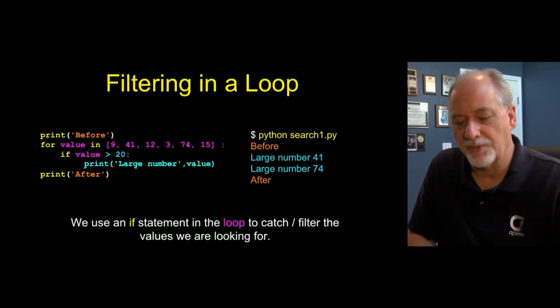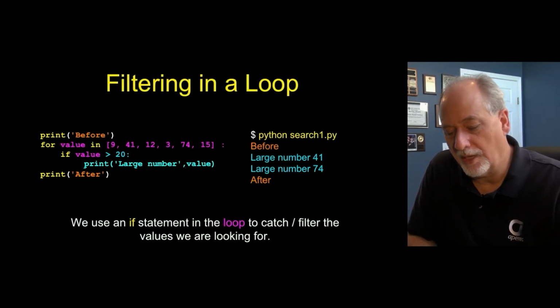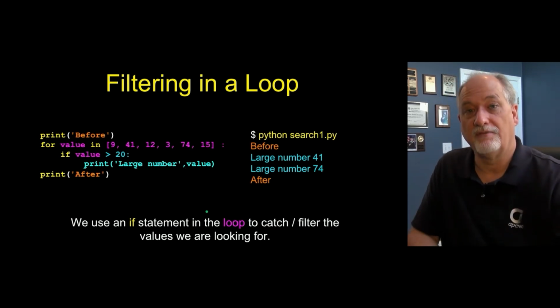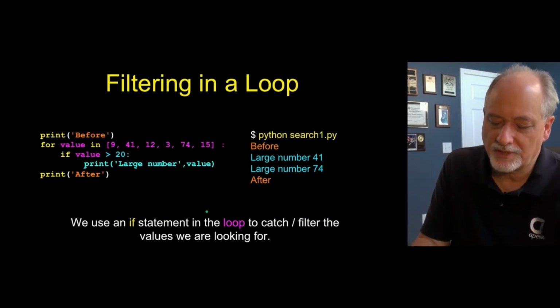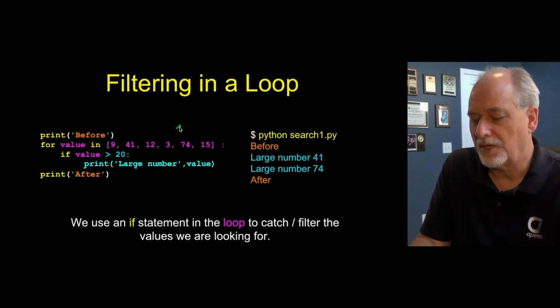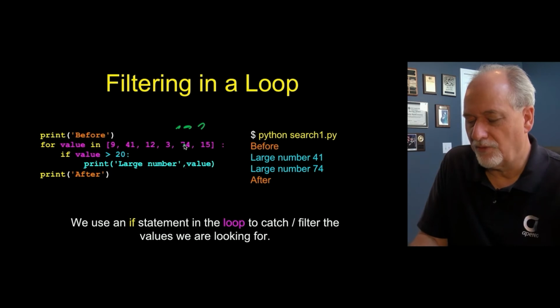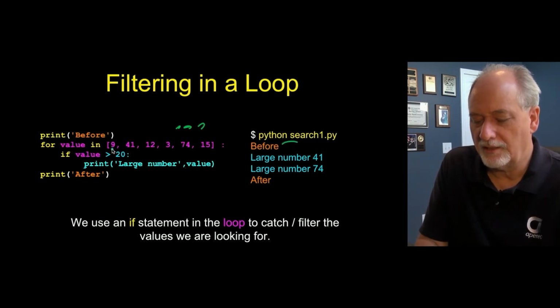So I've created a silly, simple thing. In this code, I am looking for large values that are greater than 20. And again, don't think of this as just 6 numbers, but I'm looking for all the values and I'm going to print them out. So, it says before, it's going to run this 9.